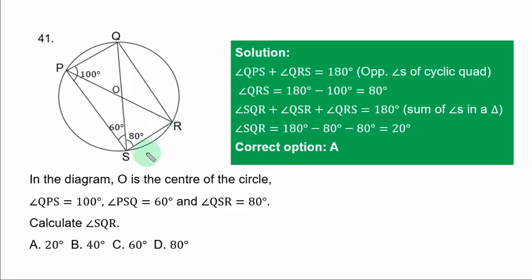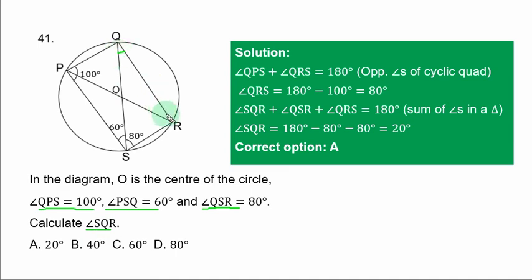Question 41. In the diagram, O is the center of the circle. Angle QPS equal to 100 degrees. Angle PSQ equal to 60 degrees. Angle QSR equal to 80 degrees. Calculate angle SQR. So we are asked to find this angle.